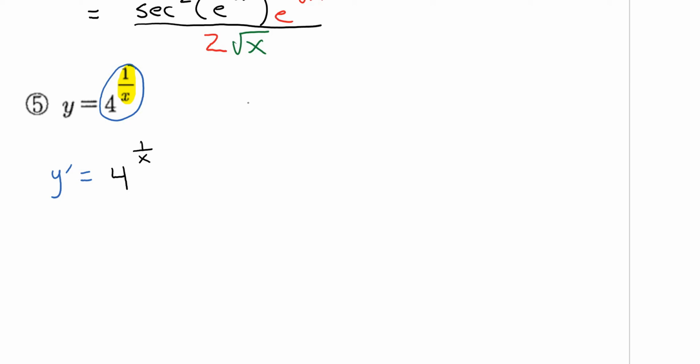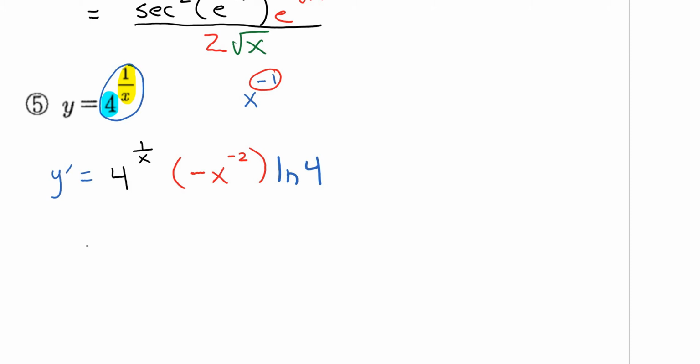Now, 1 over x is the same thing as x to the power negative 1. If I find its derivative, the negative 1 would come out in front, so negative x to the power of negative 2. I need to subtract the power by 1. And then the rule states that you need to ln the base. So the base here is 4, so I need to write down ln 4 to complete the rule.